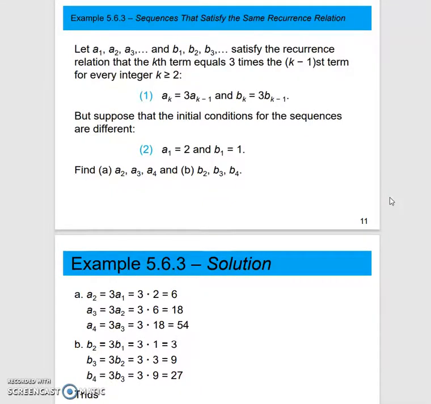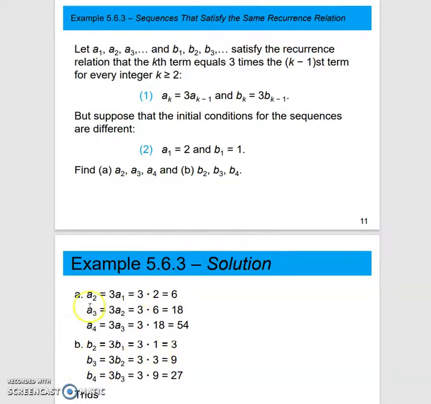So let's find some sequences that satisfy the same relation. I've got my A sequence and my B sequence, and A1 is 1, B1 is 1. A sub k is 3 times A sub k minus 1, B sub k is 3 times B sub k minus 1. And let's find the second, third, and fourth terms for each of those.